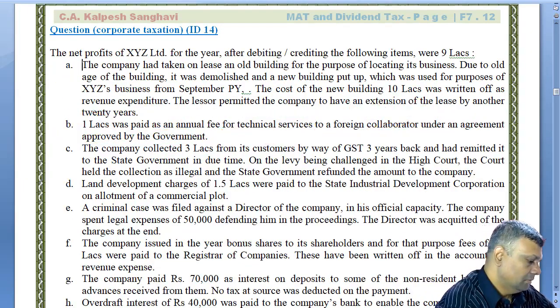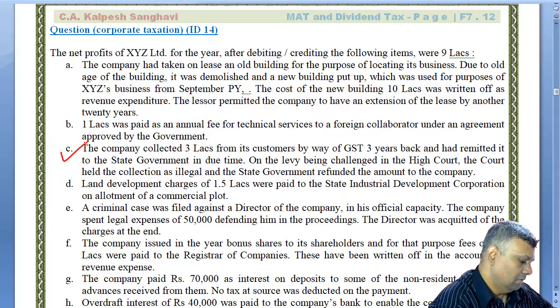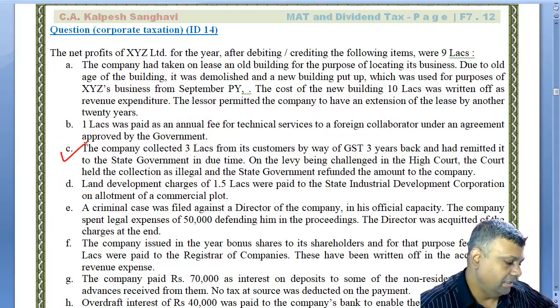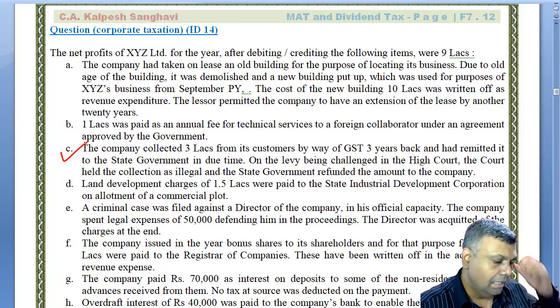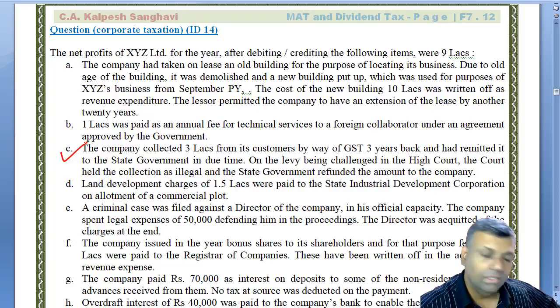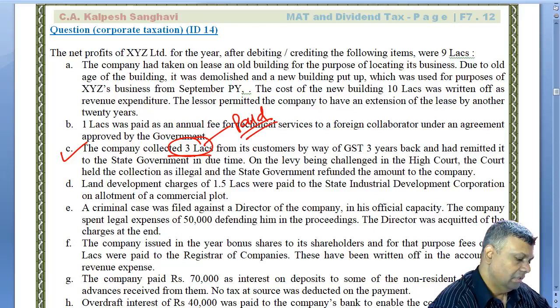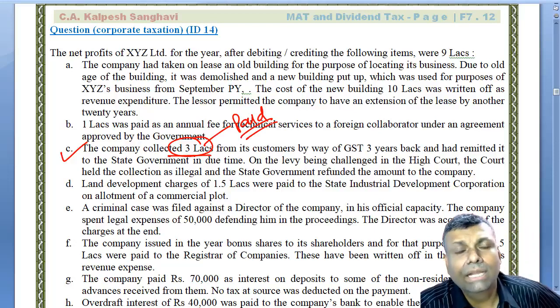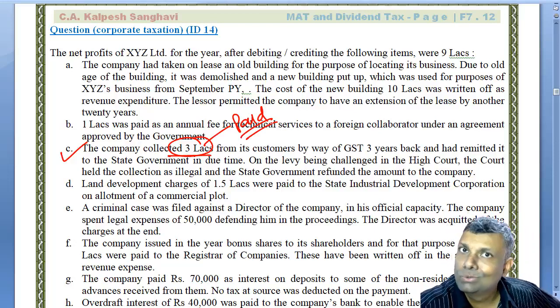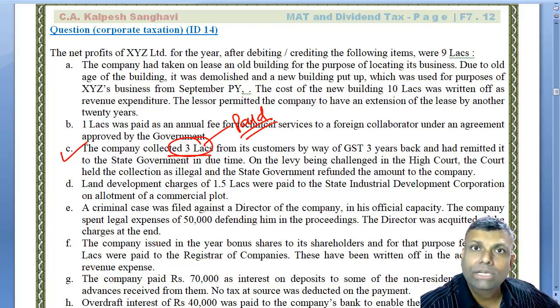Next point. The company has collected 3 lakhs from its customers by way of GST 3 years back and had remitted it to the state government due in time. So you already paid this. Whenever you pay these indirect taxes to the government, it is allowed as a deduction as per section 43B, cess duty tax allowed as a deduction upon the payment basis. Okay, so it is already done.